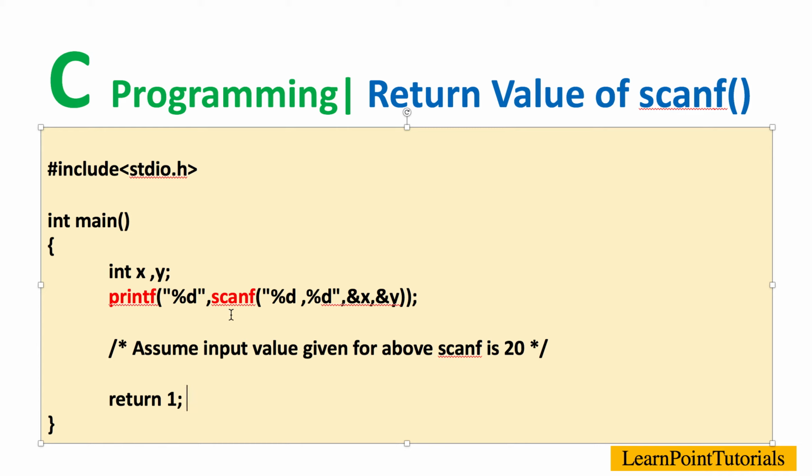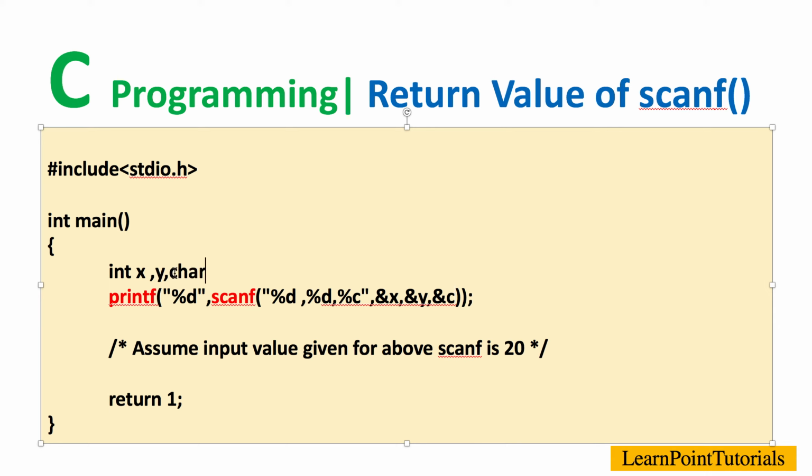Output will be 2, as you would have already guessed, because this scanf has read two inputs, and therefore this scanf is going to return a 2, and that will be printed by this outer printf function. So this is how it works. Similarly, you could have a %s also here, and probably a %c, storing in some character variable c, and so on.